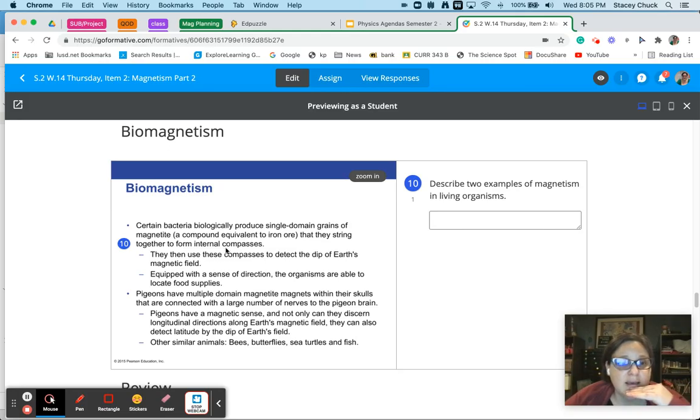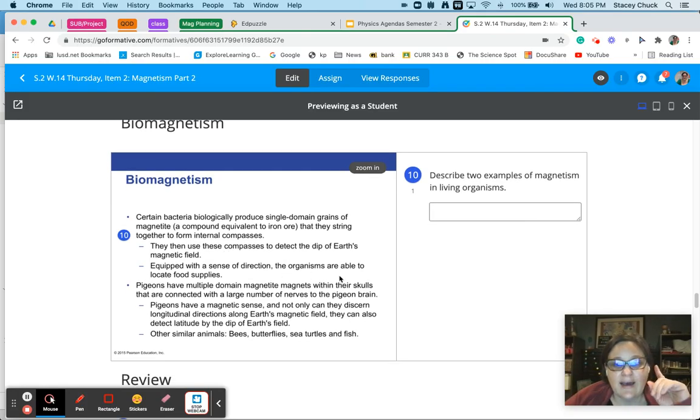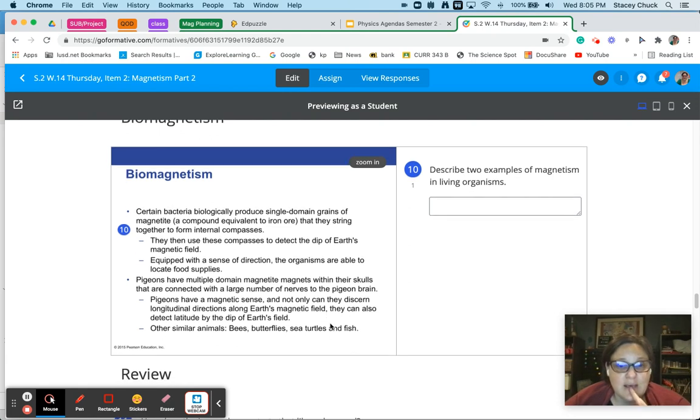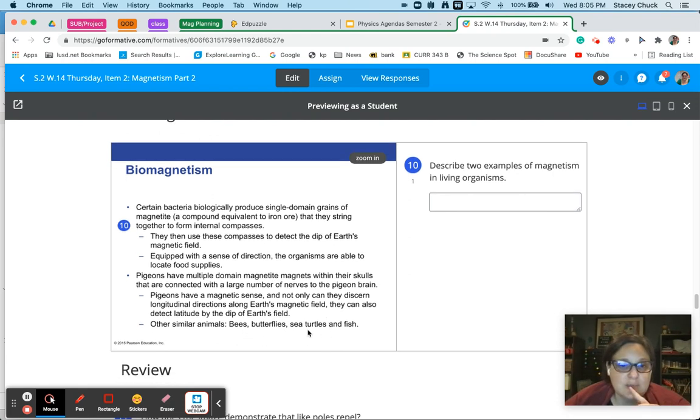It's pretty crazy. Pigeons also do that. They have magnets essentially in their skulls connected to nerves that allow them to know where they are. Crazy. So they can discern longitude and latitude of the earth due to the way the field changes based on where they are. Pretty amazing. Other animals that can do this are bees, butterflies, sea turtles, and fish.